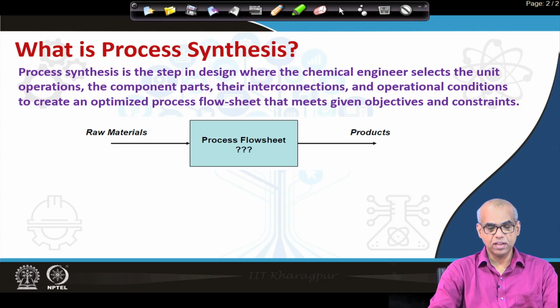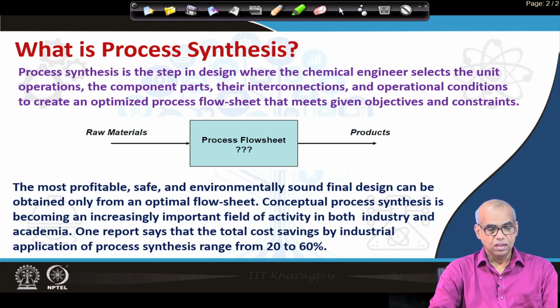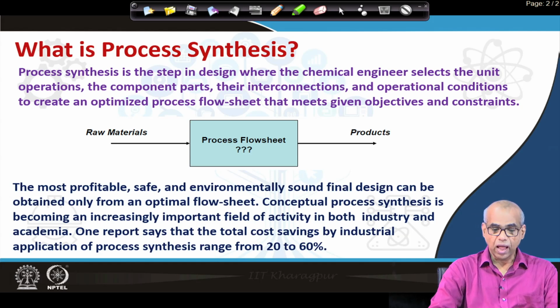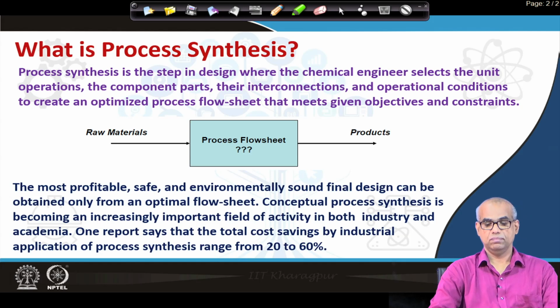So, if you look at the block diagram, the raw material goes to the black box and the products come out from the black box. In the black box we have the process flow sheet, and there will be various possible process flow sheets. We have to find the best alternative for the process. The most profitable, safe and environmentally sound final design can be obtained only from an optimal flow sheet.